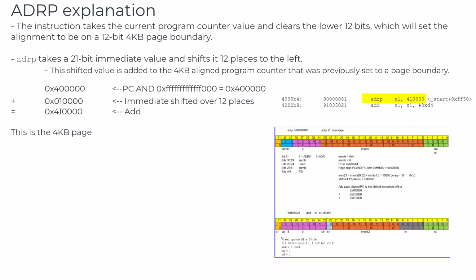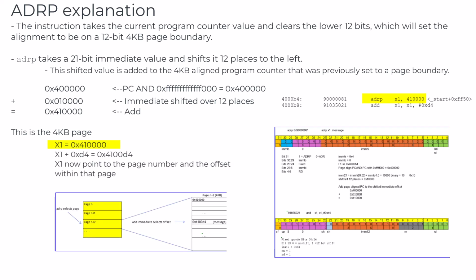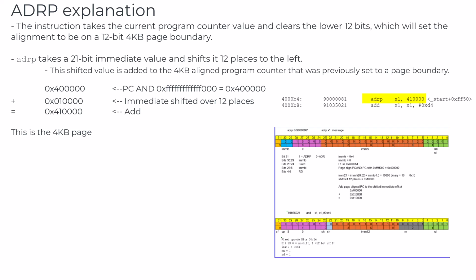The add immediate instruction is used to generate an offset within the page. It disassembles to add x1, x1, hex D4. Now x1 holds the page number, and adding the immediate value of D4 to x1, placing the result in x1, gives a final location of hex 4100D4. We mentioned earlier that the instruction ADRP showed _start plus hex FF50, which explained hex 410000.